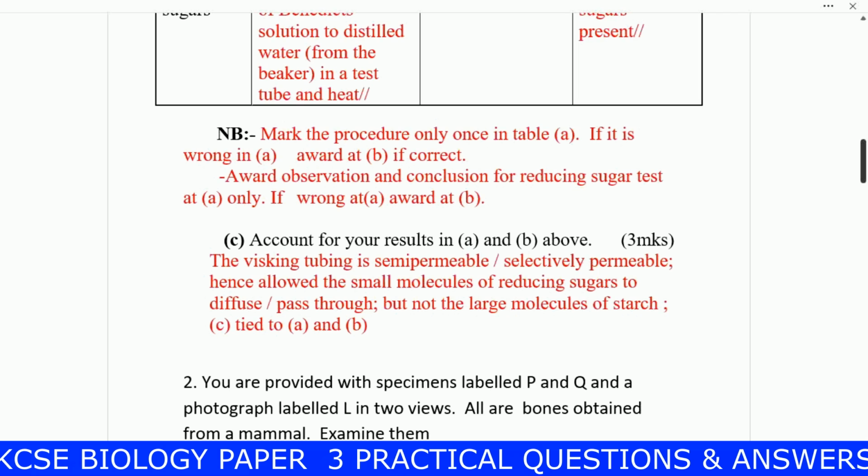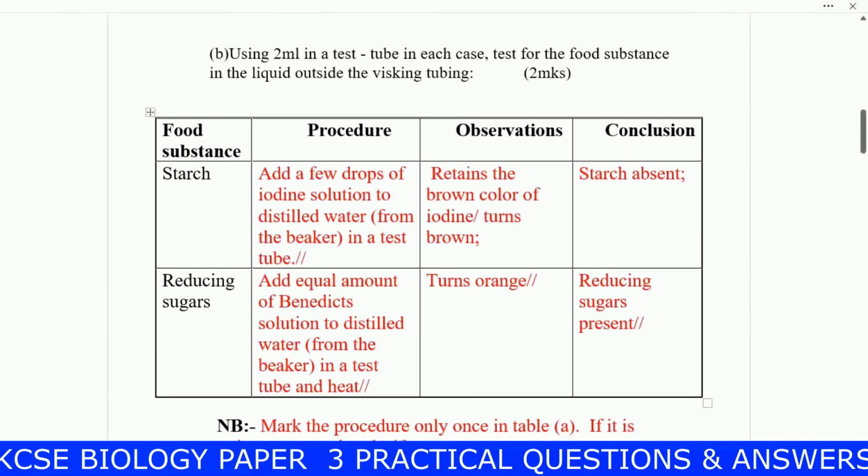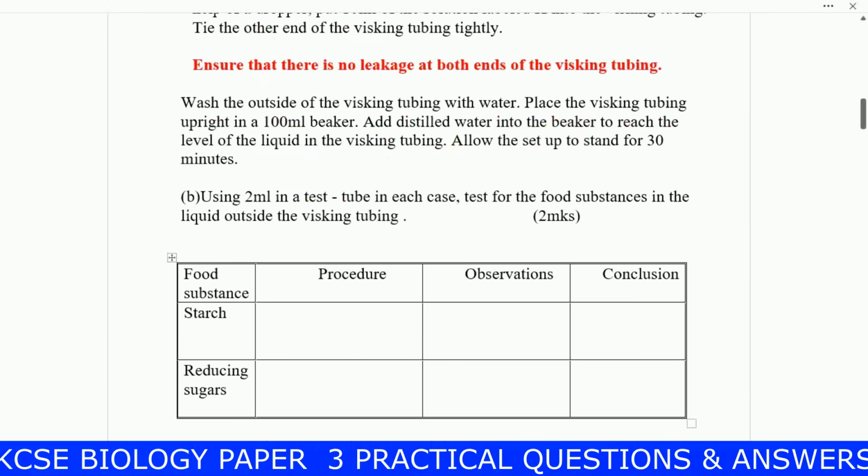In C, you are told to account for your result in A and B above. Why is it like that? The Visking tubing is semi-permeable, selectively permeable, hence it allows the small molecules of reducing sugars to diffuse through, but not the large molecules of starch. Let's go to the next question. We are through with question number 1.